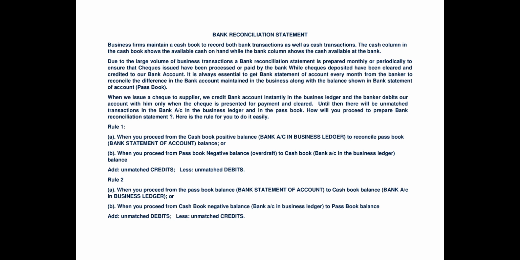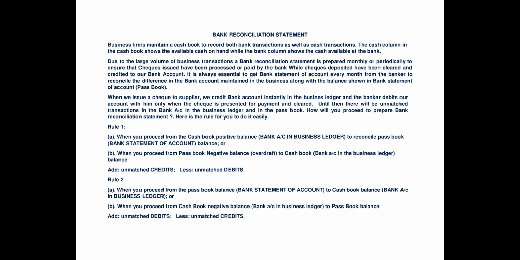When there is a credit in our bank account, there is a corresponding debit in the bank account maintained by the banker. So when there is one credit entry in one account and no corresponding entry in the other account, it is known as an unmatched credit. When you proceed from cash book to find passbook balance, or when you proceed from the negative balance in the bank account, namely the overdraft balance, to cash book balance, you always add unmatched credits and less unmatched debits. And while working on this solution, you always take the figure as a positive figure.